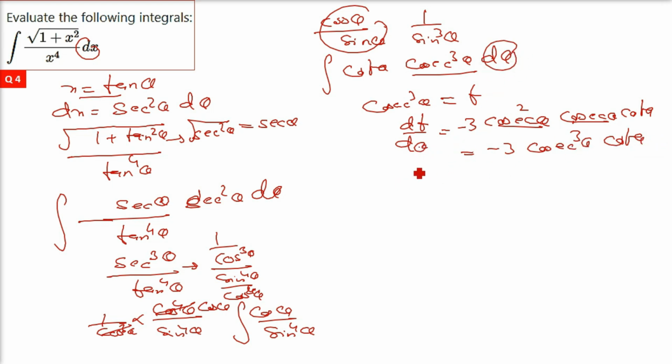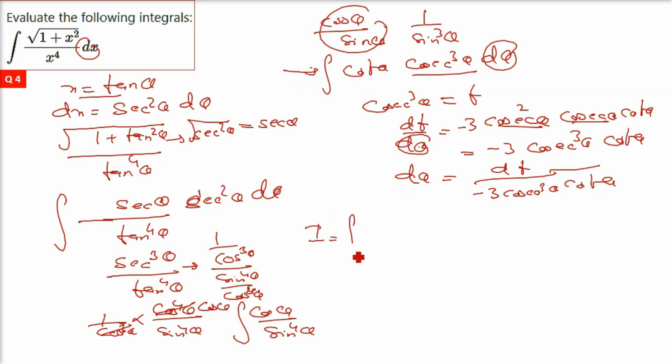The dt will be like this. d theta will go there. What about d theta? d theta will be dt by minus 3 cosec cube theta cot theta, because we need d theta actually. Now we are integrating. So in place of cot theta you can write cot theta cosec cube theta. Let's write it and then we'll cancel it out. This will be dt. In the denominator it will be minus 3 cosec cube theta cot theta.